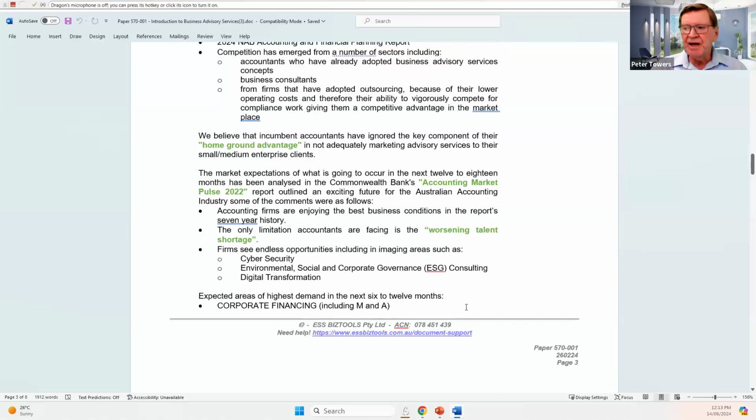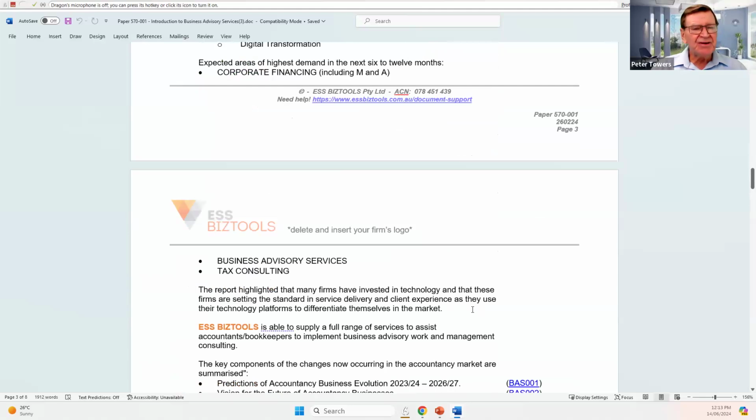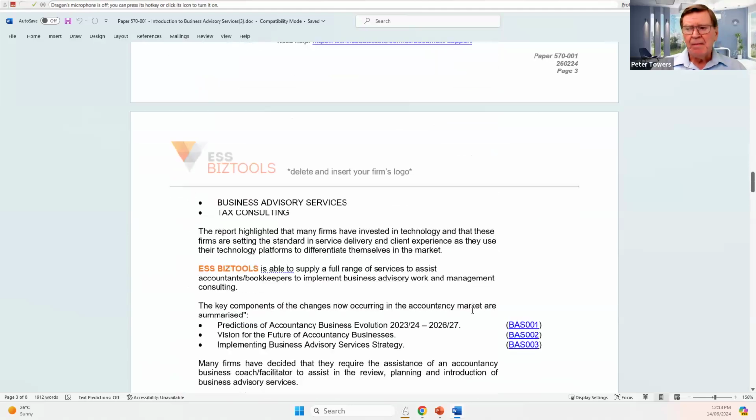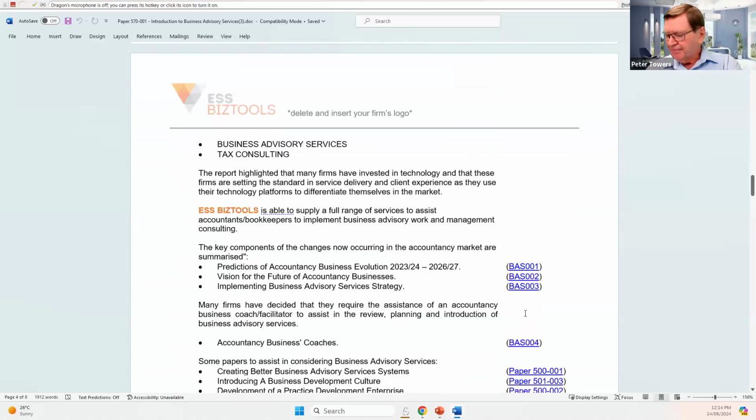I would recommend that you read in some detail this paper 570001 and that you then use it in team training with your team. You'll notice it's linked to various forms that I'm going to refer to in this summary today, so that you can become familiar with the market that we're talking about.